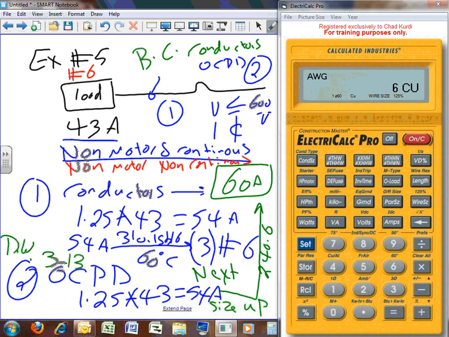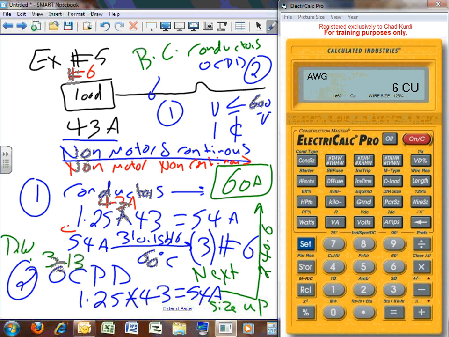We're going to do the same example, had it been non-motor, non-continuous. Not continuous: does it run for 3 hours or more? Non-motor: there's no motor in the piece of equipment. Okay, so here's the change. I'm writing it right at the top of it. No multiplication. You take the 43 amps. That's it. No multiplication with anything.